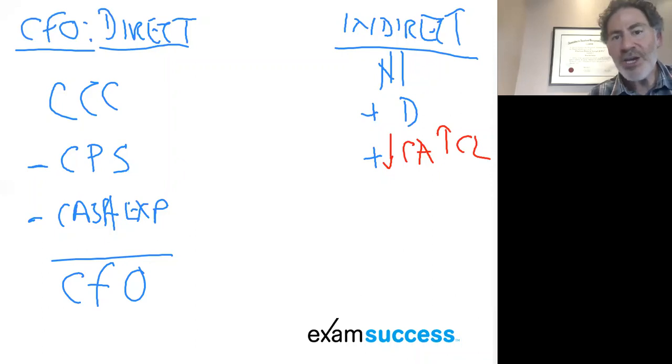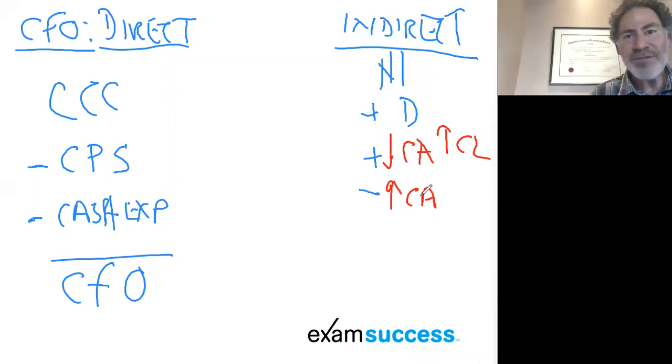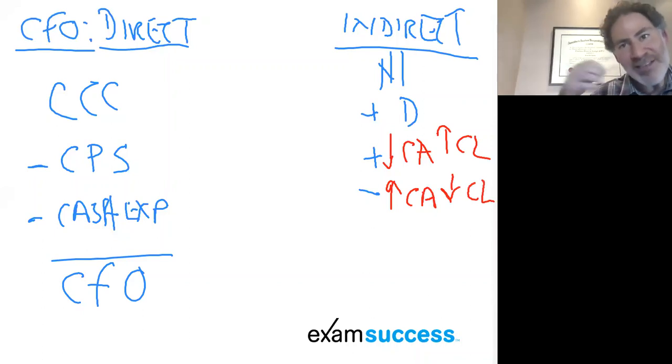All right, you're going to subtract off an increase in current assets. So if your inventory goes up or your accounts receivable goes up, that is a use of your funds. That ties up your money, reduces your cash. If your current liabilities go down, if you've paid off some of your accounts payable, that's an outflow. That's a use of your cash. Again, that decreases your cash flow from operations.